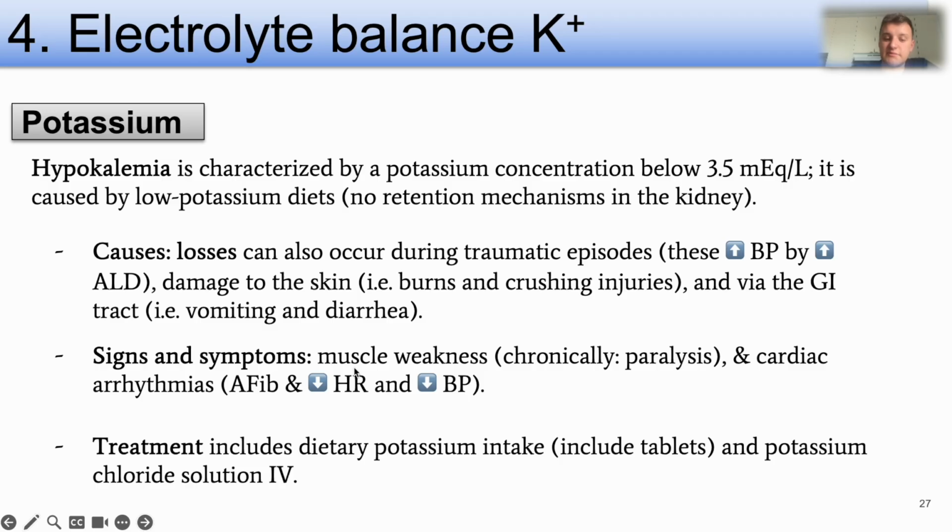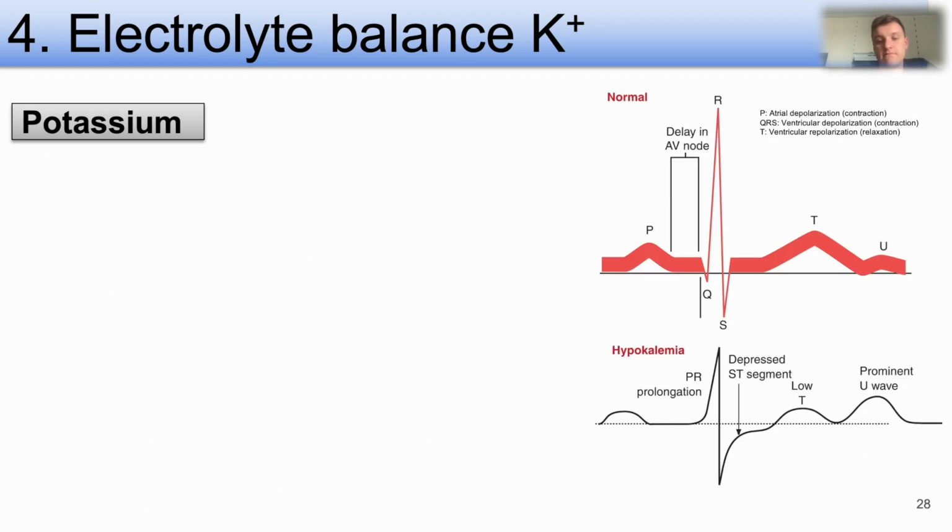Some signs and symptoms: muscle weakness, chronically maybe a paralysis, and cardiac arrhythmias, atrial fibrillation, and decreased heart rate, decreased blood pressure. Treatments include dietary potassium intake, which include tablets, and potassium chloride solutions in an IV bag.